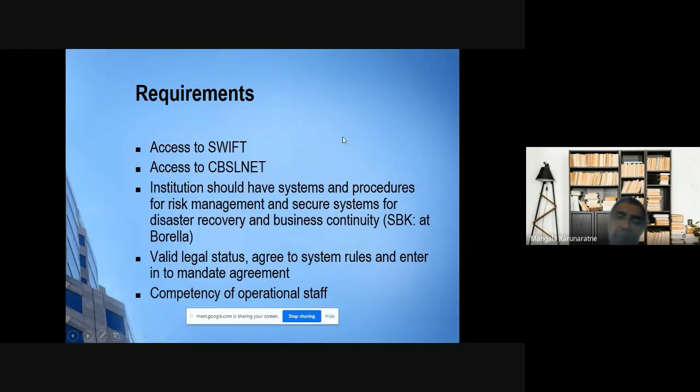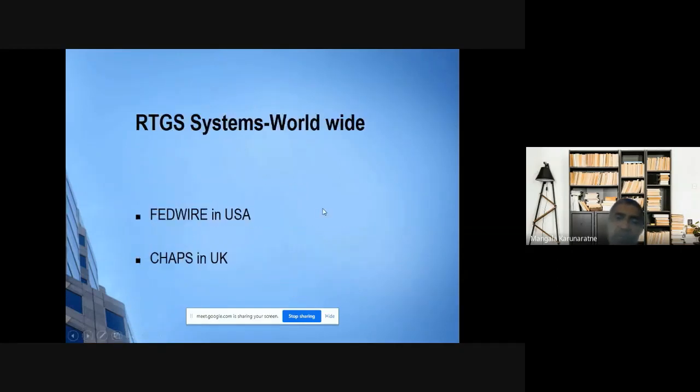Now since we have all these, we don't see any importance of this, but these were discussed at the initial stages as what we should have. Now in other countries also you get RTGS systems. As I said, RTGS is the generic name, so we don't have a specific name for our RTGS system. Now the USA calls it Fedwire, right?